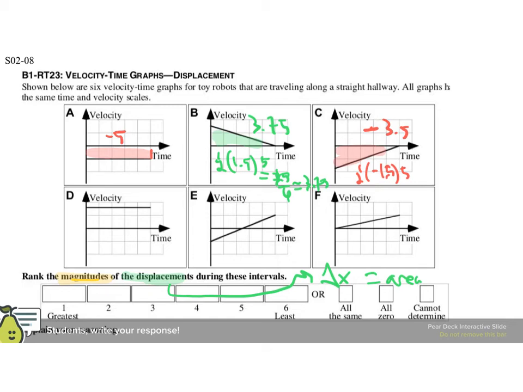For part D, we have a positive area. It's rectangular and easy to compute. It's 1.5 times 5, which is 7.5. In part E, we have a negative area over here.